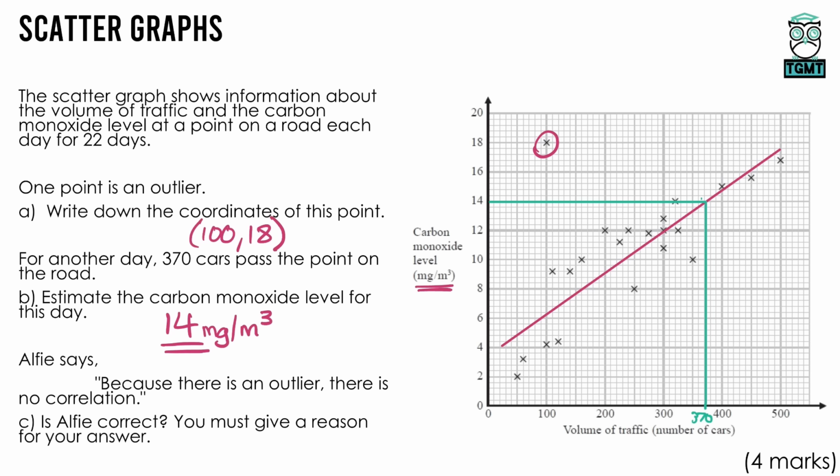So any of that explanation there stating that it does in fact have a positive correlation and that we would just disregard the outlier would be a perfectly fine answer. But there we go, that's how we would use a scatter graph.